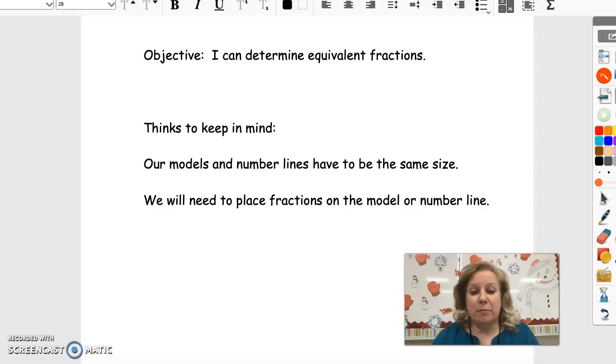Our model and number lines have to be the same size. Okay, and I've talked about that at great length, and it's really important because we cannot show equivalent fractions if we have one model bigger than the other, like one pizza is bigger than the other pizza.